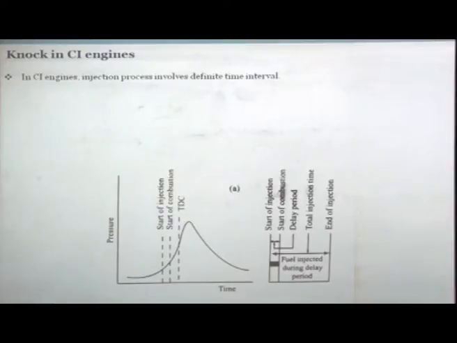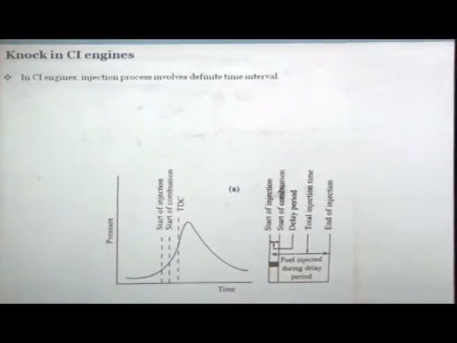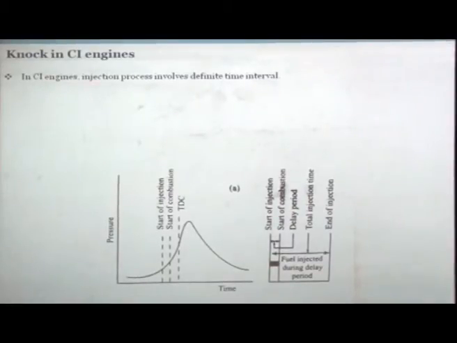In CI engines, as I said, we are dealing with liquid fuel which is being injected into the combustion chamber. So the knocking phenomenon is also quite different from what we experience in spark ignition engines. In CI engines, the injection process involves a definite time interval. That means we have to inject for a certain crank angle degree duration.